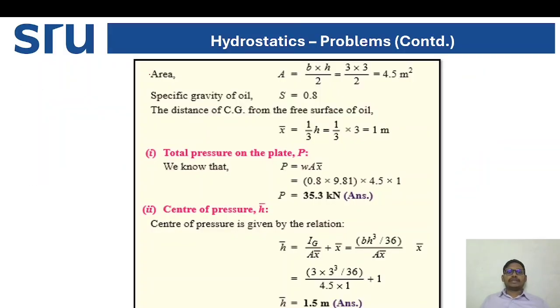Now area is half BH. So everyone knows triangle area is half BH. Half into 3 into 3, that is 4.5 meters square. And specific gravity is 0.8. And center of gravity x bar is 1 by 3 into h, 1 by 3 into 3.